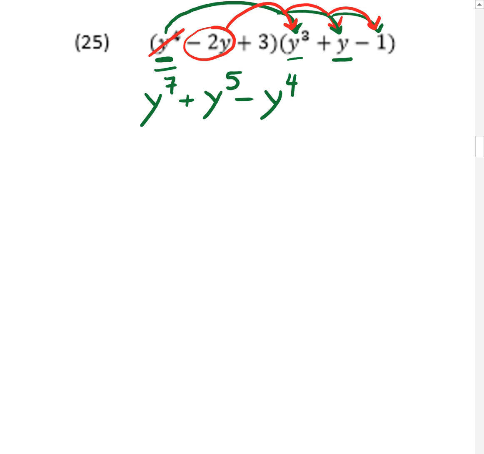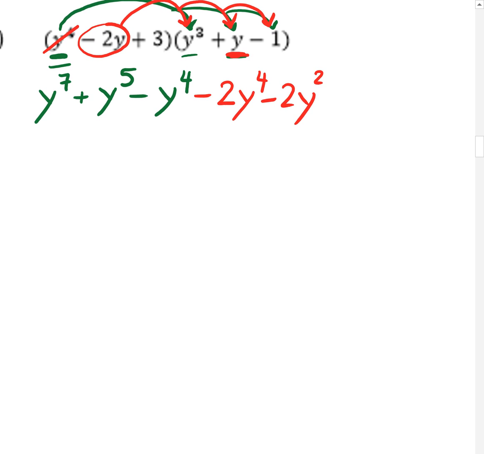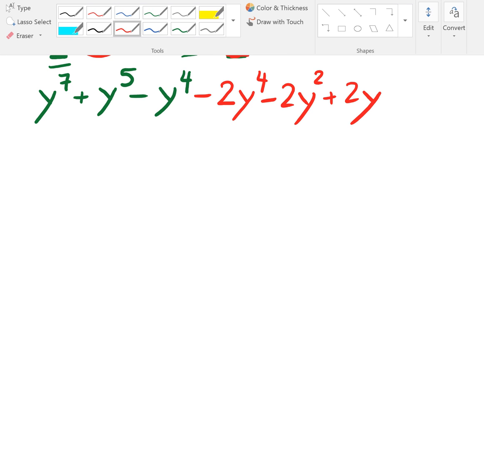We got negative 2y times y cubed. That's negative 2, and if I add the powers, y to the 1 plus 3 is 4. Negative 2y times positive y is negative 2y squared if you add the powers. Negative 2y times negative 1 is positive 2y. Okay, so that's that one.